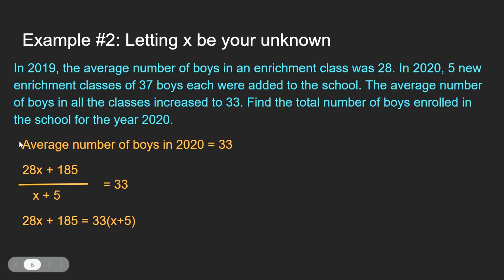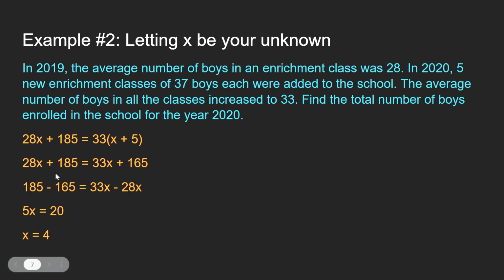The total number of boys in 2020, as found just now, divided by the total number of classes in 2020 gives us 33. So what we need to do right now to solve for x is manipulate the equation and multiply both sides by x plus 5 to actually get this equation here. And then we can expand the equation to actually get our answer for x.